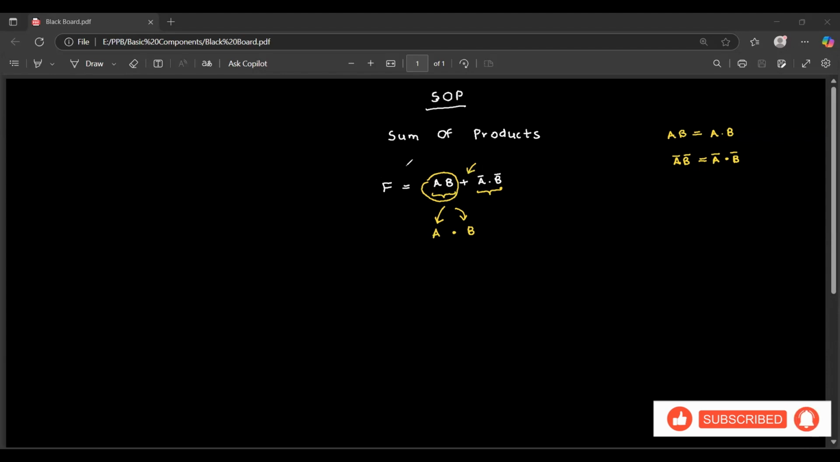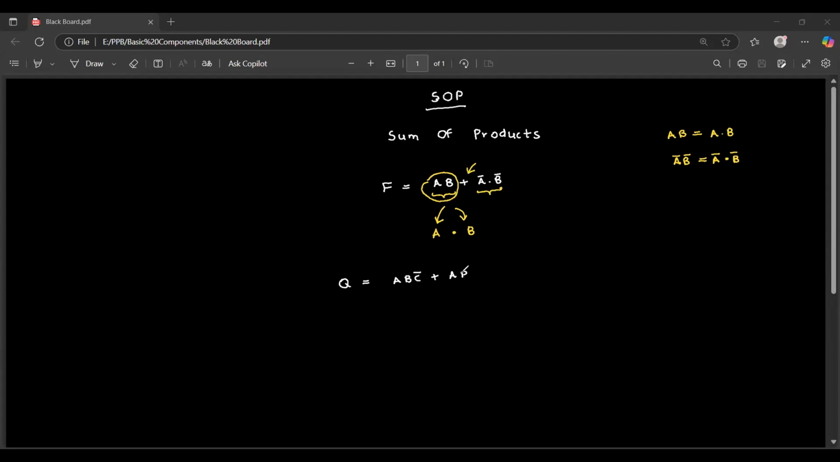You can even build on this. There can be more than two input signals. For example, let's say we have Q equals A, B, C bar plus A, B, C plus A, B bar, C. This is a product, this is a product, this is a product, and here we have everything together as a sum of products. These three products have been summed up by using two OR gates.